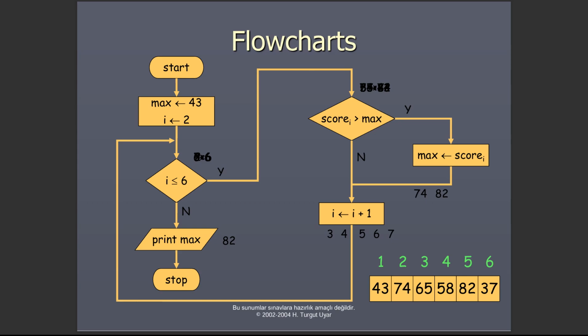So 74 becomes our new max. Then we check 65, smaller than 74, so we keep 74. When we get to 82, it's bigger than 74, so 82 becomes our new maximum. Last score, 37, is smaller than 82, so our final maximum stays at 82. The flowchart shows us each step of this process.